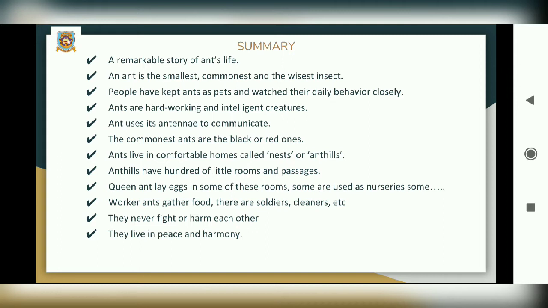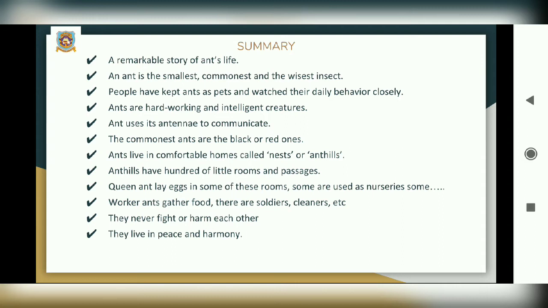The commonest, that means the most commonly found ants, are the black or the red ones. The houses in which ants live are called nests or ant hills, which are built by the ants. And ant hills have hundreds of little rooms and passages. Then the lesson also tells us that the queen lays eggs in some of these rooms, and some are used as nursery rooms, some as grain storehouses, or some as living quarters for the other ants.